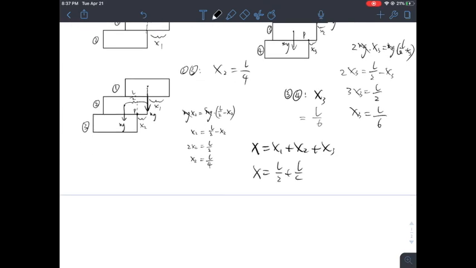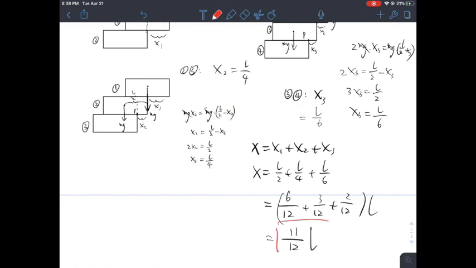x will be x1 plus x2 plus x3. Then we plug them in. Let's have our common denominator, which is 12. So there will be 6 over 12 plus 3 over 12 plus 2 over 12, times L. That will be equal to 11 over 12 L. And that will be our final solution.